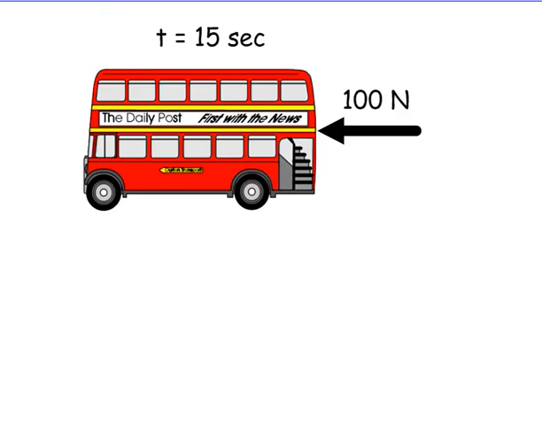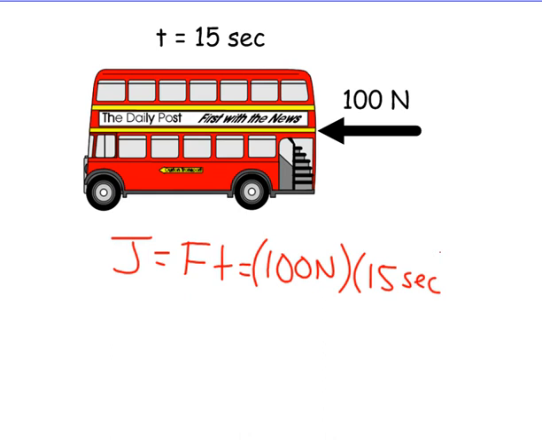Or I can use my equation with a force and a time to find my impulse. In this case, I'm solving for impulse. The force is 100 newtons, and the time is 15 seconds. When I multiply 100 newtons times 15 seconds, I end up with 1,500 Newton seconds. That's the change in momentum and the impulse.